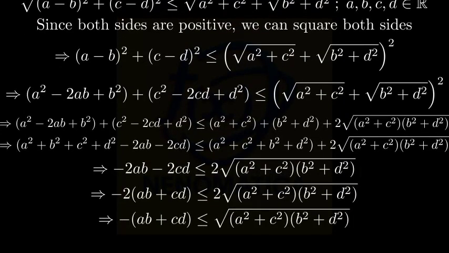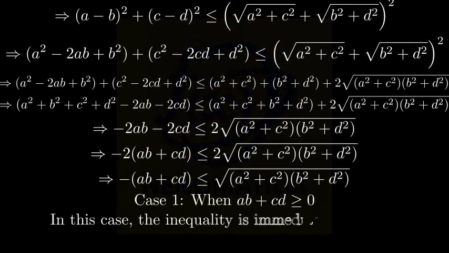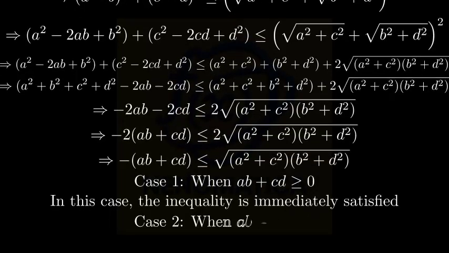Now we need to analyze two separate cases. Case 1, when ab plus cd is greater than or equal to 0. Case 2, when ab plus cd is less than 0. Let's analyze case 2 more carefully.